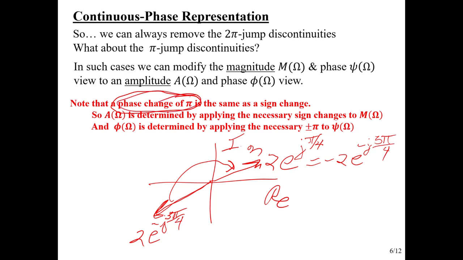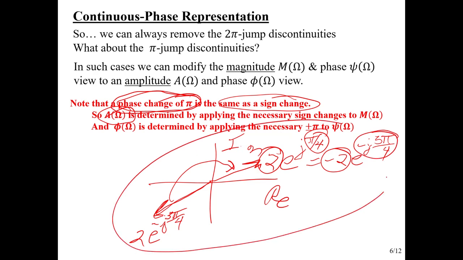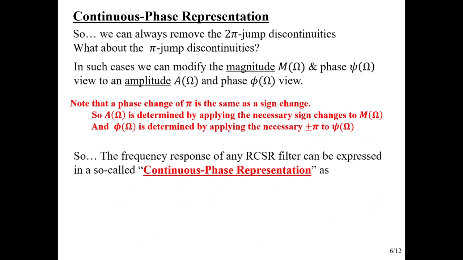A phase change of pi is the same as a sign change. So we're going to change 2 to a negative 2. That's letting this handle the necessary sign change. And then we're going to change this by either adding or subtracting pi. So this is just an example for general complex numbers. Let's see how we do that for frequency responses.